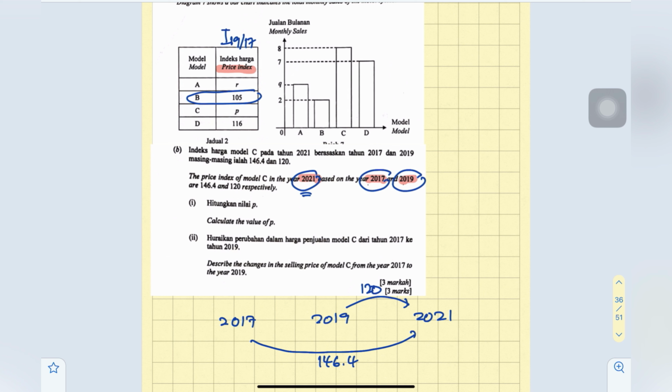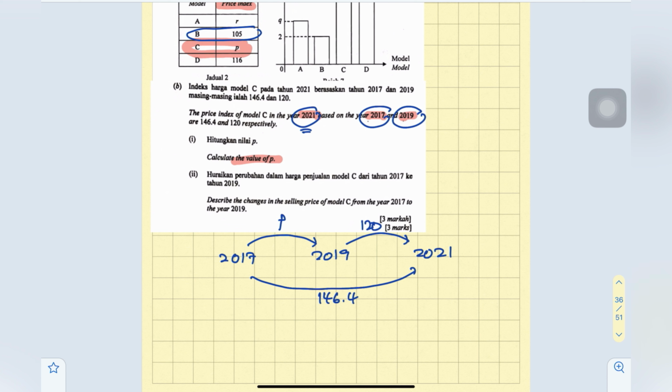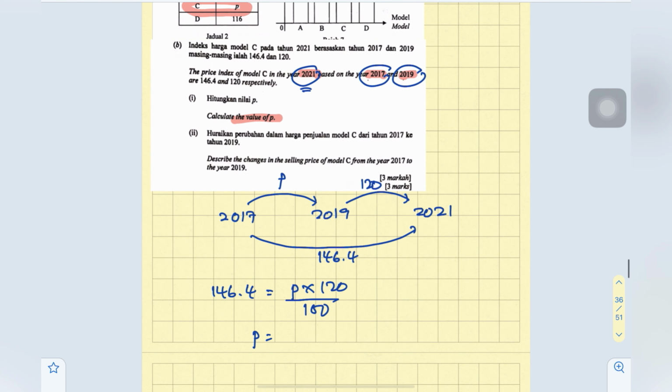Okay, so dia suruh cari value of P. Okay, kalau kita tengok C value of P is index number in the year 2019 base 17. Maksudnya kita kena cari ni lah. Ni P. Okay. So kalau kita nak gunakan formula C equals to A darab B bahagi 100. So kita dapatlah 146.4 equals to P times 120 over 100. So dapatlah P equals to 146.4 times 100 over 120. Okay. So P is 122.